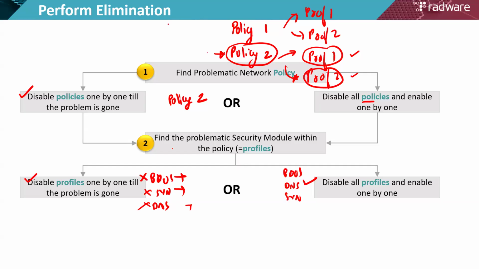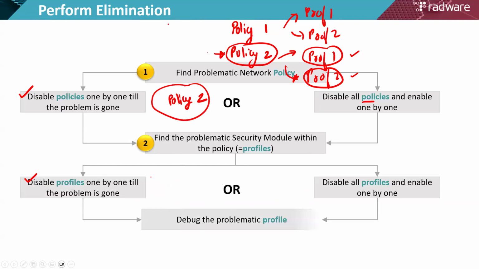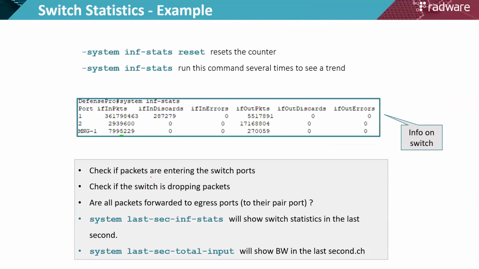You can take the elimination format and try to identify which policy was causing the issue, and within that policy, which profile was causing the issue. And then you can basically do the respective troubleshooting relative to that particular profile. There are some CLI commands that can help you out as well.